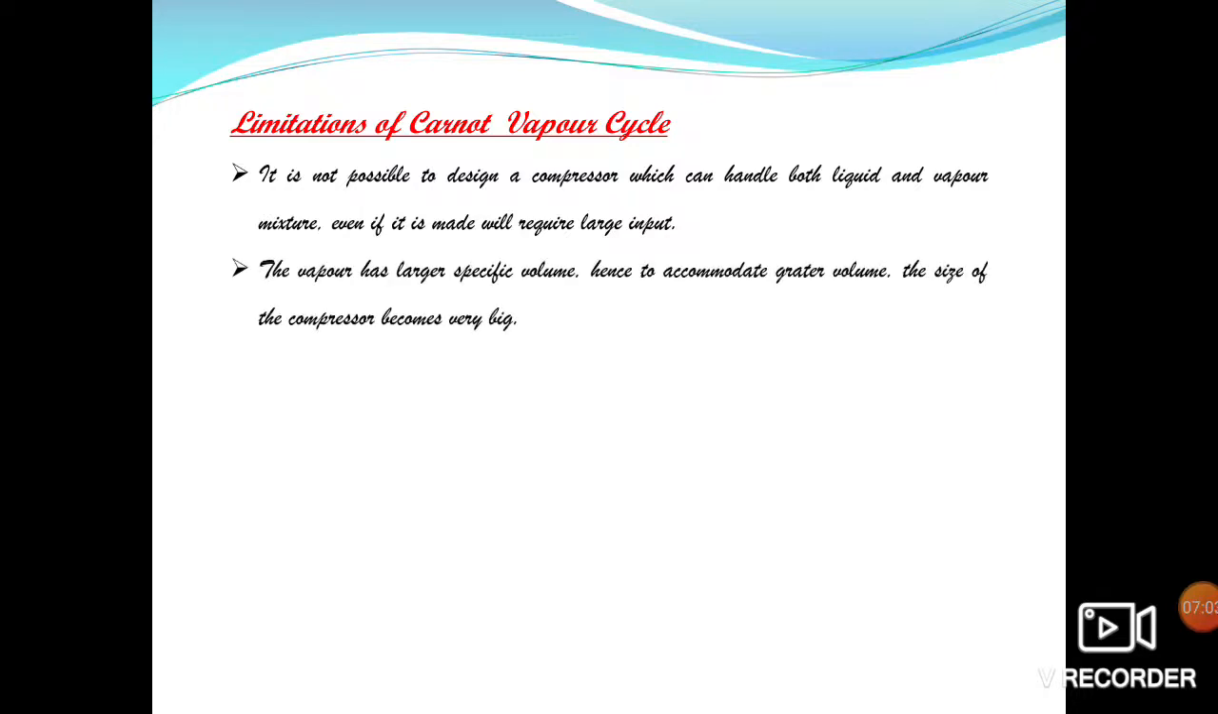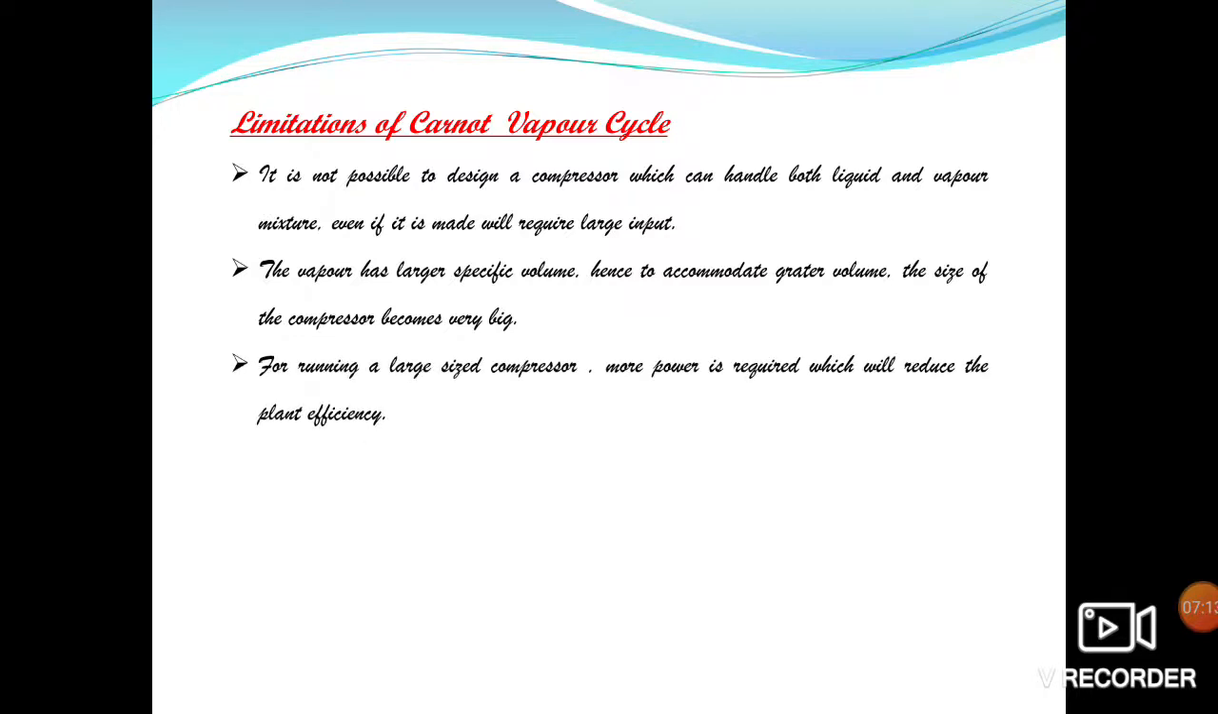Now let us see some of the limitations of the Carnot vapor cycle. First, it is not possible to design a compressor which can handle both liquid and vapor mixture. Even if it is made, it will require large input. Next, the vapor has larger specific volume. Hence, to accommodate greater volume, the size of the compressor becomes very big. Next, for running a large size compressor, more power is required, which will reduce the plant efficiency.